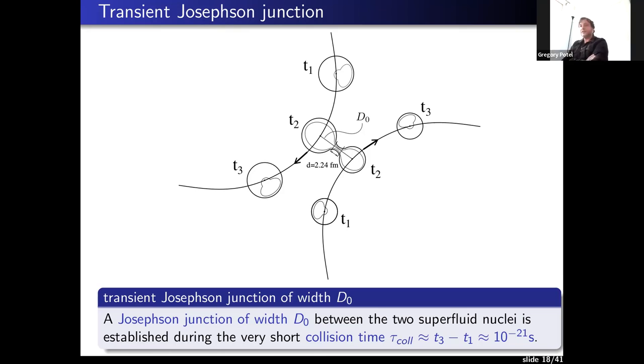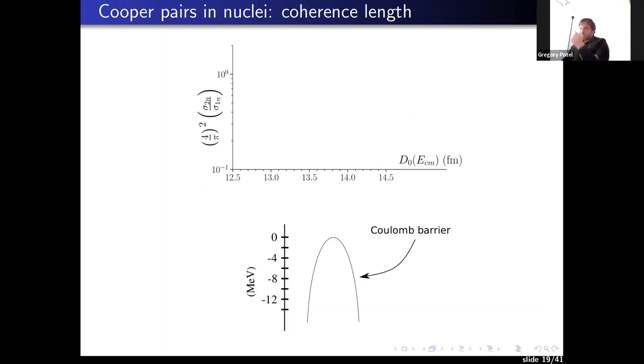Okay, next slide. Now let's see how we can try to extract the coherence length from this information. In the upper figure, those are two axes where I'm going to plot the ratio between the two neutron transfer cross section and the one neutron transfer cross section. The horizontal axis is the distance of closest approach that corresponds to a specific bombarding energy. Below, we have a very schematic depiction of the Coulomb barrier, drawn as a function of the energy above the Coulomb barrier. So that energy axis on the left of the lower figure is measured with respect to the top of the Coulomb barrier. Next slide.